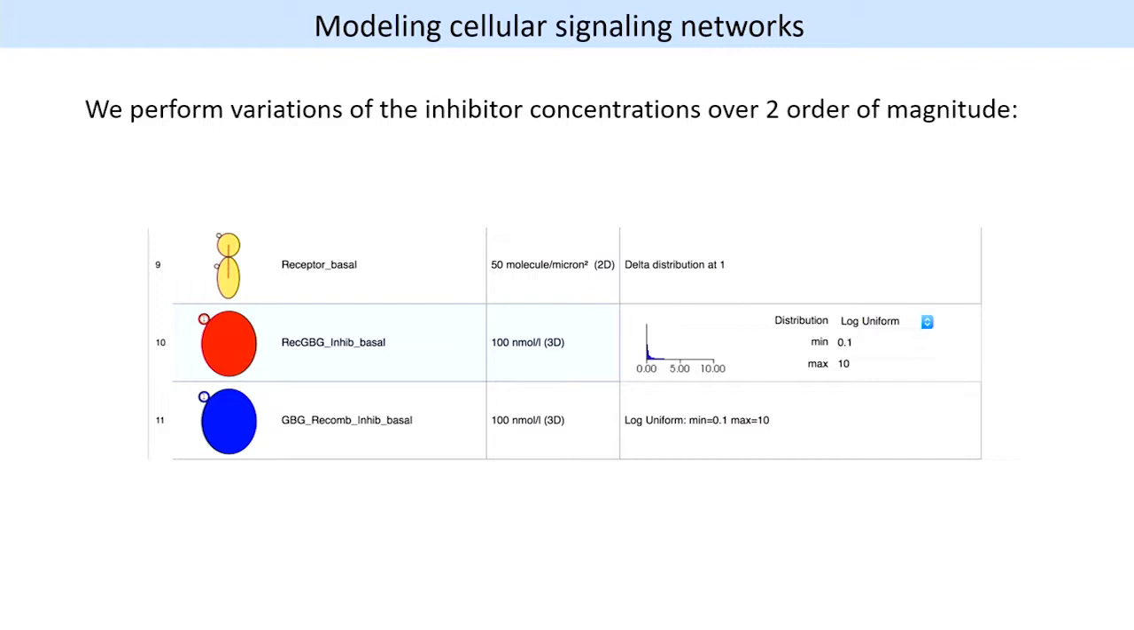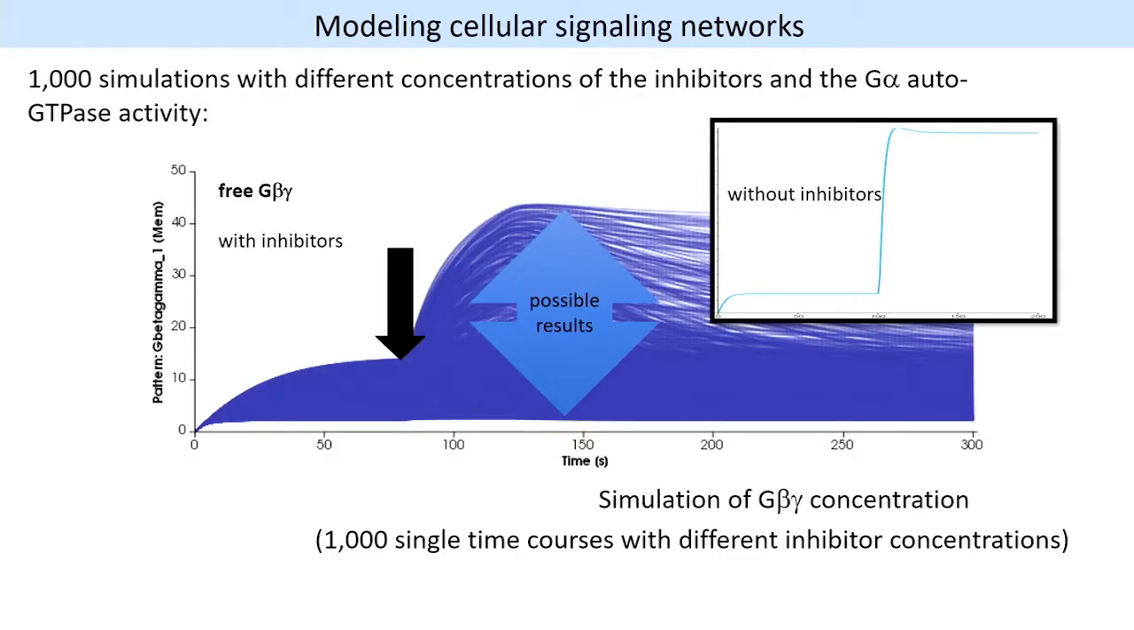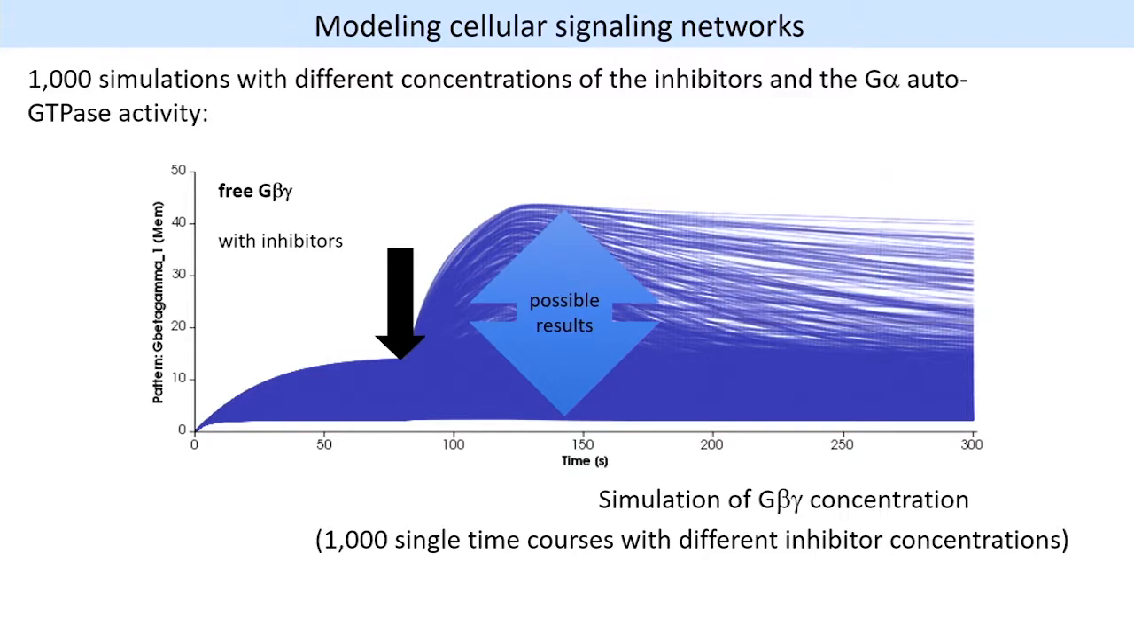But now we have these inhibitors and we add them and we perform simulated variations of these concentrations of inhibitors. In this case, we draw the distribution of these concentrations from a log uniform distribution over 2 orders of magnitude. And now, instead of a single curve, we obtain a whole variety of different outcomes. In this case, 1,000 different time courses corresponding to the different doses of these inhibitor concentrations. And obviously, if you just look at these 1,000 curves, it doesn't seem to be very useful.